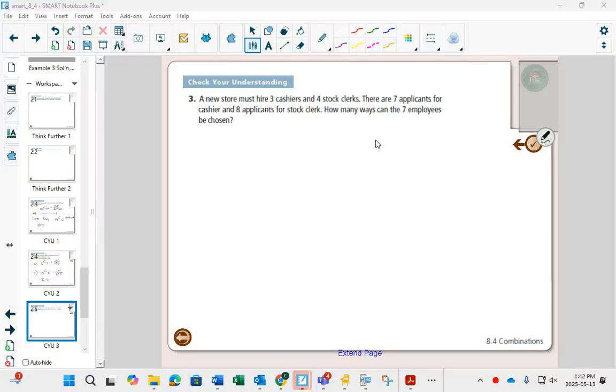A new store must hire 3 cashiers and 4 store clerks. There are 7 applicants for cashier and 8 applicants for store clerks. How many ways can this be done?